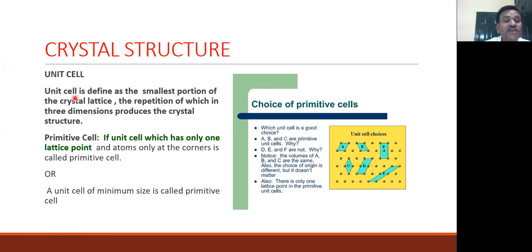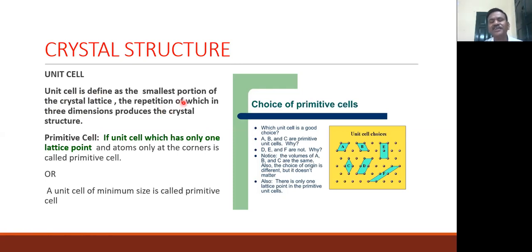That's why I will now define the unit cell. The unit cell is defined as the smallest portion of the crystal lattice, and the repetition of which in 3 dimensions produces the crystal structure. I give an example. The bricks are there. Go on, place the bricks above, down, left, right, and you have constructed one compound wall. In the same fashion, the repetition of the smallest portion of the cell builds the crystal.